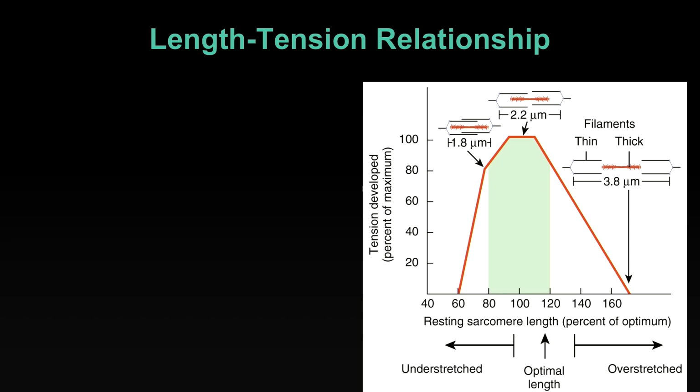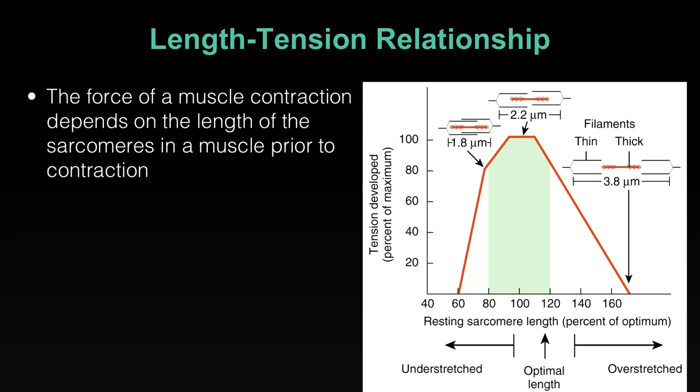And that is described by this figure here, which is the length tension curve for a sarcomere. The length tension curve is a property of muscle fibers. It's a property of muscles as a whole. It's a property of individual sarcomeres. And it describes how much force can be generated for a degree of overlap in the sarcomere. Let's put it that way. Or the length of the sarcomere.